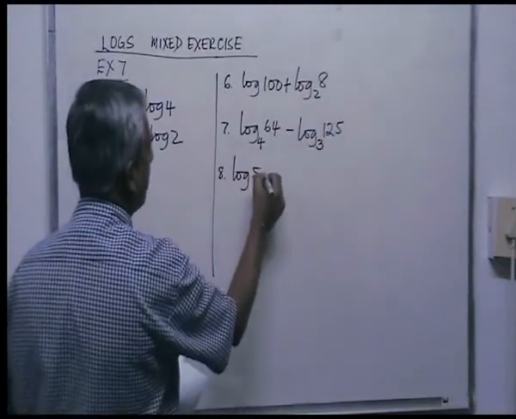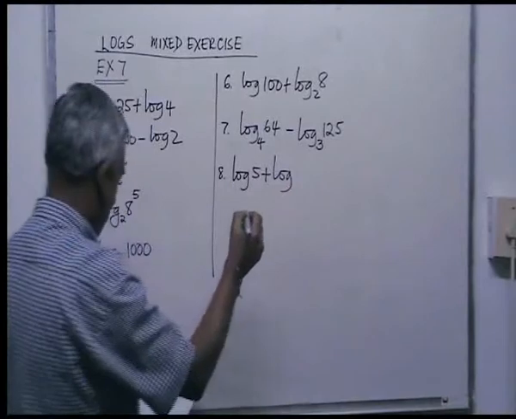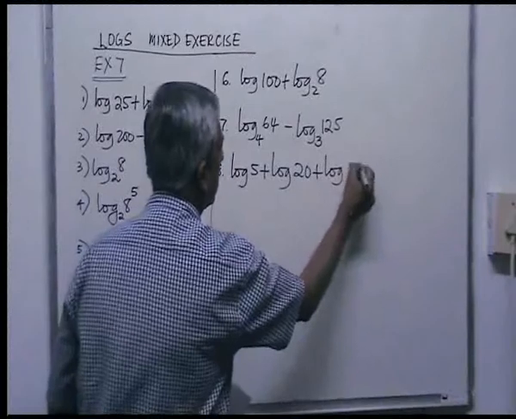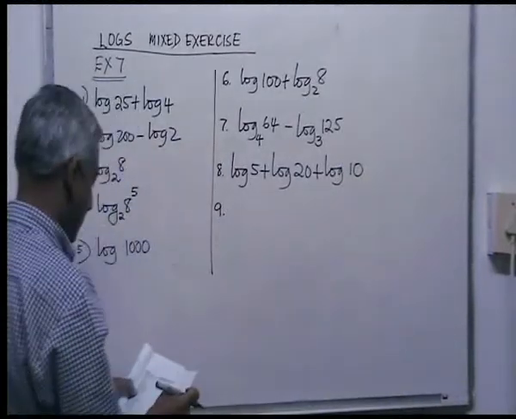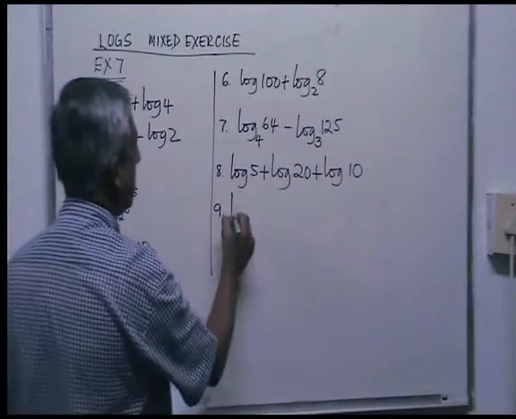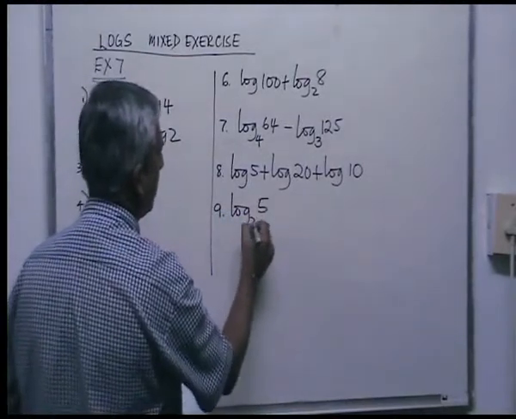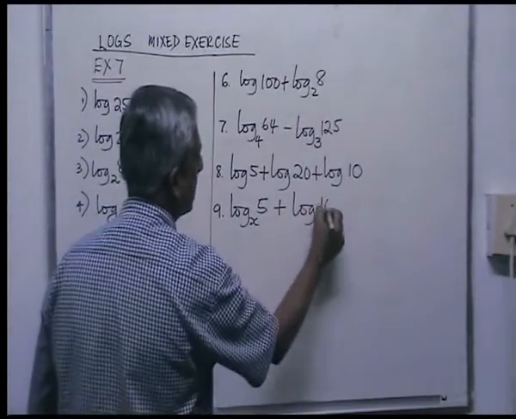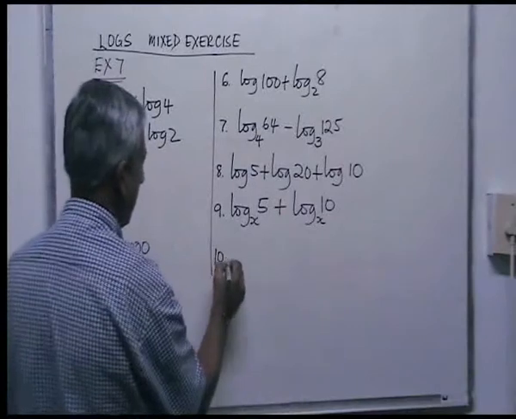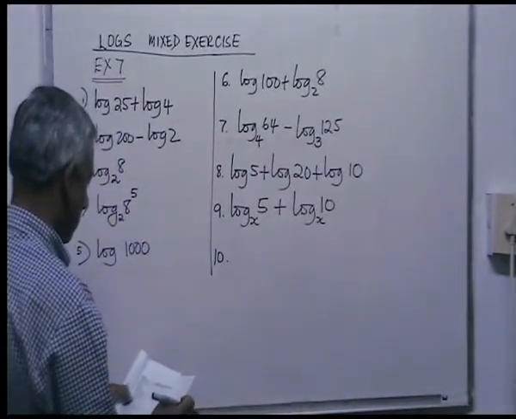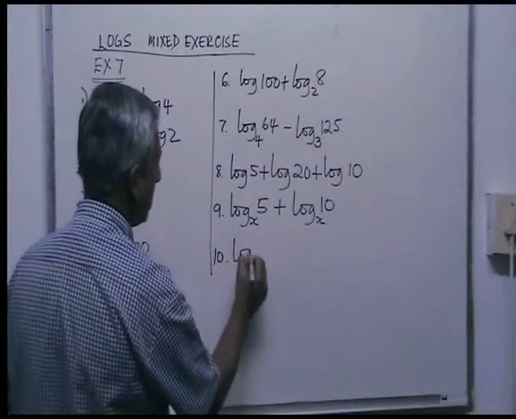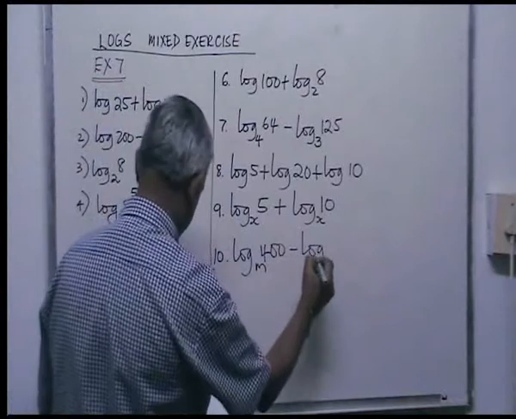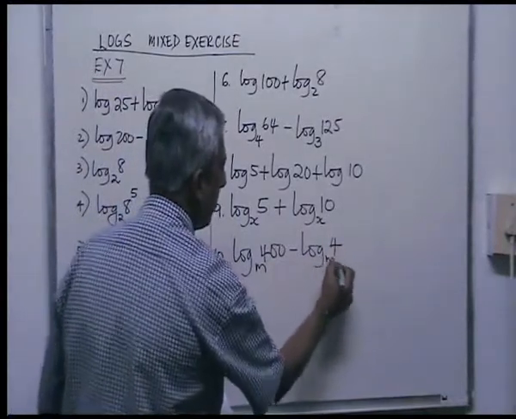Log of 5 plus log of 20 plus log of 10. Number 9. Log of 5 to the base x plus log of 10 to the base x. And number 10, log of 400 to the base m minus log of 4 to the base m.